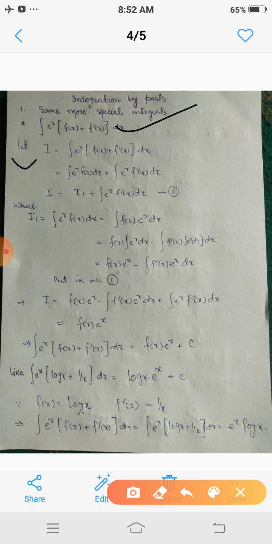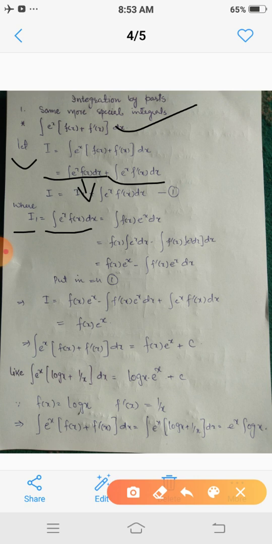Let's assume that I equals the given integral. By multiplication we simply get the integral of e^x f(x) dx plus the integral of e^x f'(x) dx. Name the first term I1, that is I1 equals the integral of e^x f(x) dx. By ILATE, e^x is the exponential function, which always comes last. So we take f(x) as the first function and e^x as the second function, because of the ILATE rule.